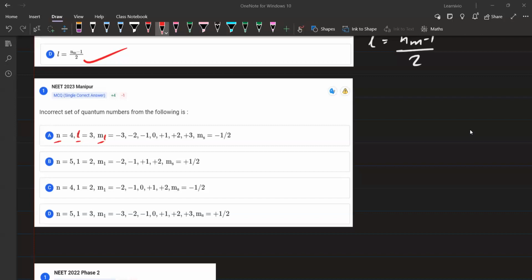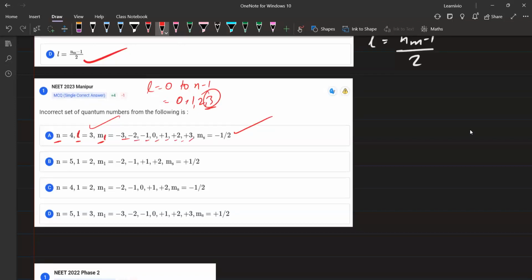Here they are saying N is equal to 4, L is equal to 3. So when N is equal to 4, L will be equal to 0, 1, 2, and 3. So it can be all of these values. So 3 is valid. And then M is minus 3, minus 2, minus 1, 0, plus 1, plus 2, plus 3. Yeah, that's fine. Everything is correct here.